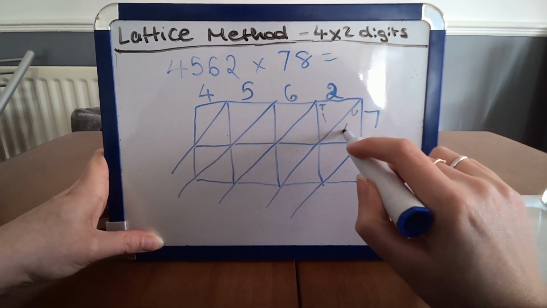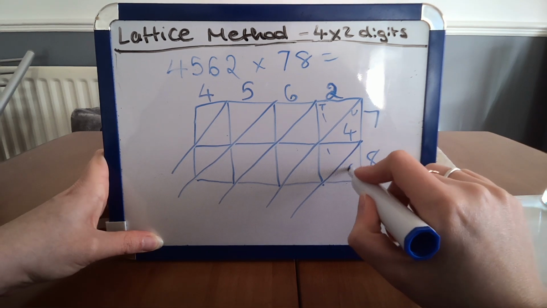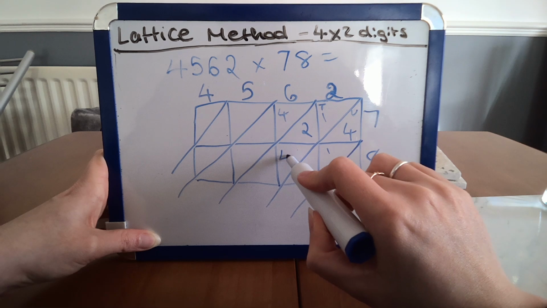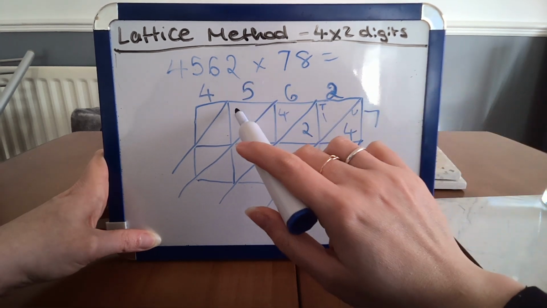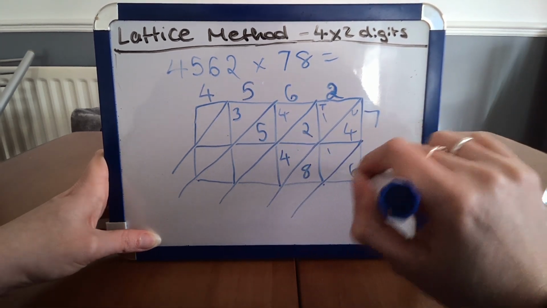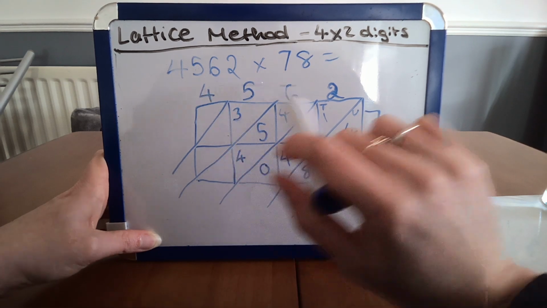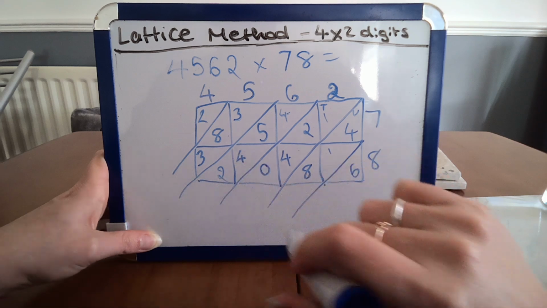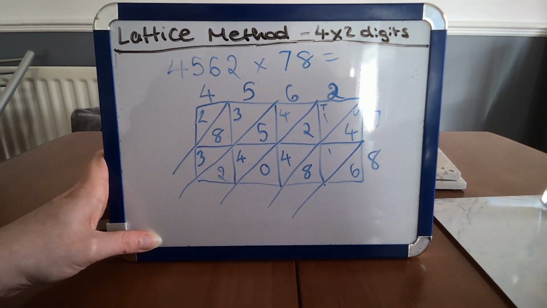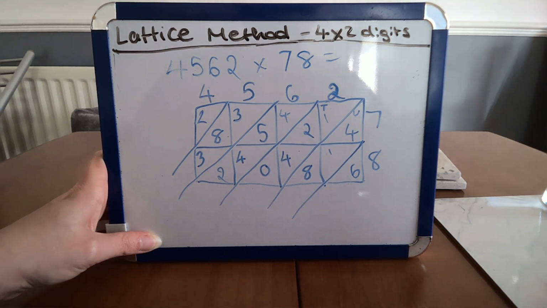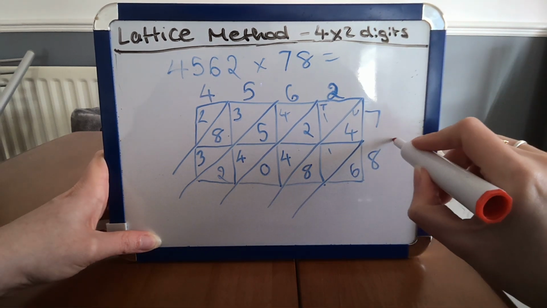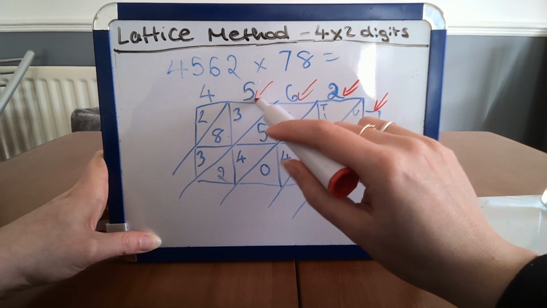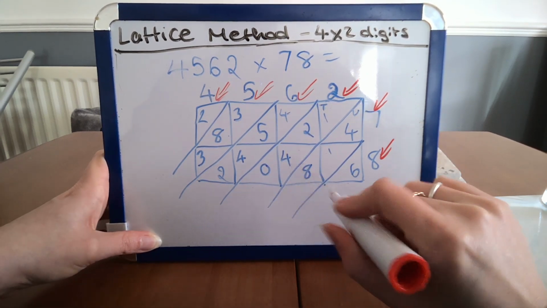2 times 7 is 14, 2 times 8 is 16, 6 times 7 is 42, 6 times 8 is 48, 5 times 7 is 35, 5 times 8 is 40, 4 times 7 is 28, and 4 times 8 is 32. Once I've done all of my times tables, I'm going to add each of the diagonal sections. So there's 1, 2, 3, 4, 5, 6 to add this time.